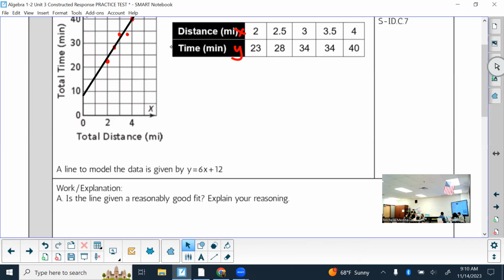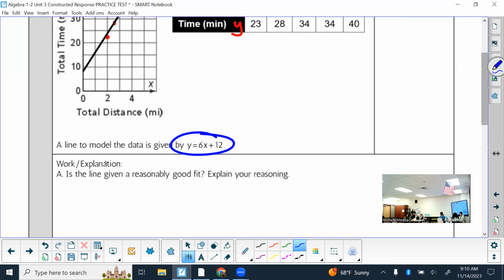Okay, and why do you think so? Okay, so do you think it looks like it has a slope of 6? And a y-intercept of 12? Oh, no. Okay, so that's what this is asking, is compare it to this equation. Now, so you're saying no, and you need to explain why. So how would you explain why?